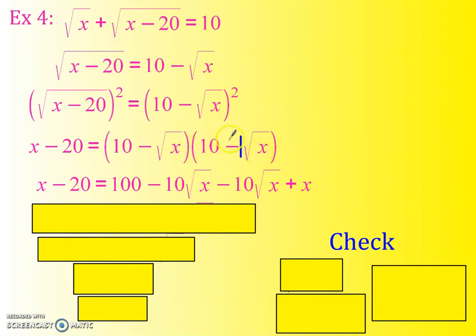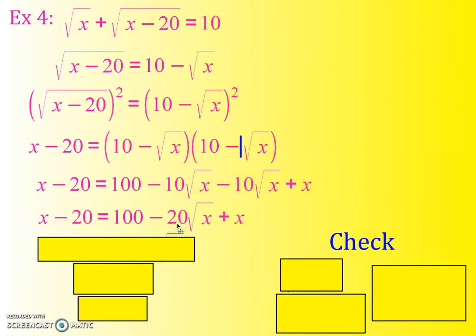Last times last, negative times negative is positive. Square root of x times square root of x is square root of x squared. Square root and square cancel each other out. We're left with x. Okay, now, you're going to notice we got like terms here in the center. Let's combine them. And we got negative 20 square root of x.